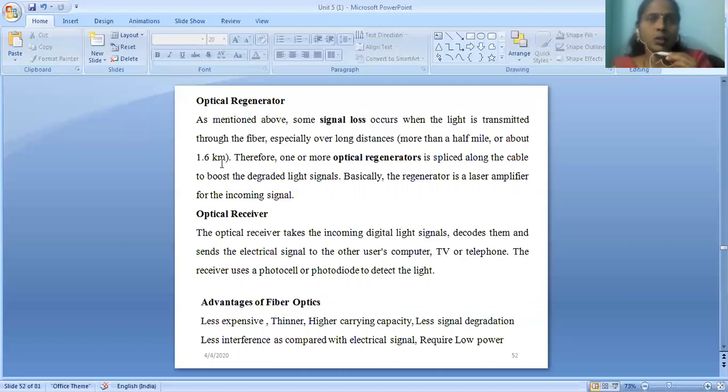Now we'll move on to the advantages of fiber optics. Of course, it is less expensive in the sense that once you have installed it, it will remain for years. It is a thin, lighter cable, having higher current carrying capacity, higher data carrying capacity, and less signal degradation, less interference as compared with an electrical signal, and it requires low power.